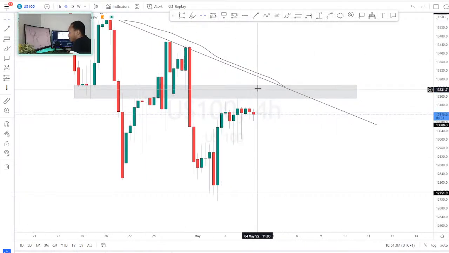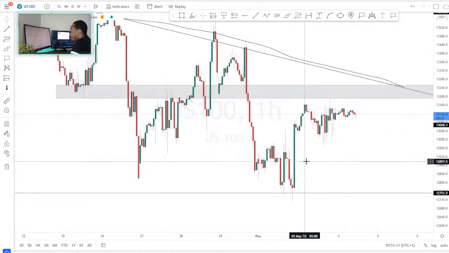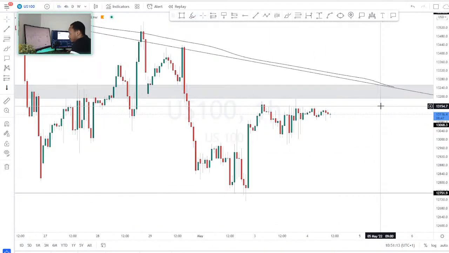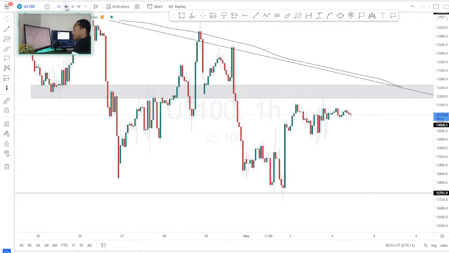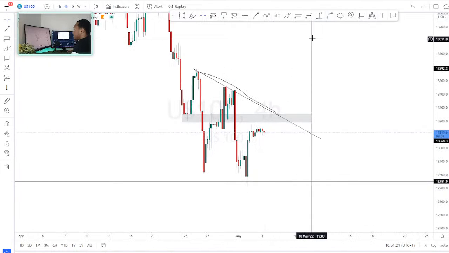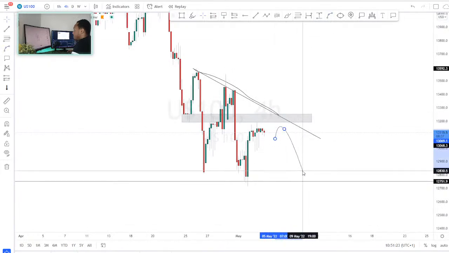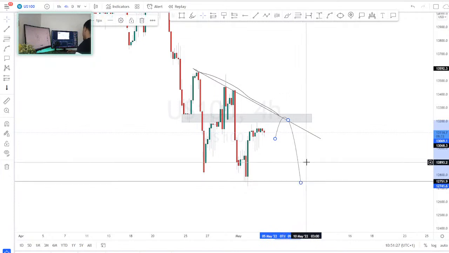But I do think we can head a little bit higher, test that level, maybe spike through the trend line and then drop. But yeah, I'm favoring price coming a little bit higher and then some downside off the back of that. But yeah, I'm still bearish on this one, and only if we break through this area would I consider changing that bias.